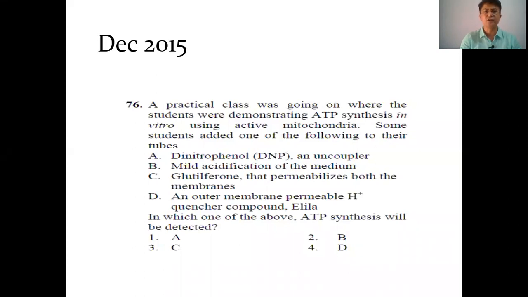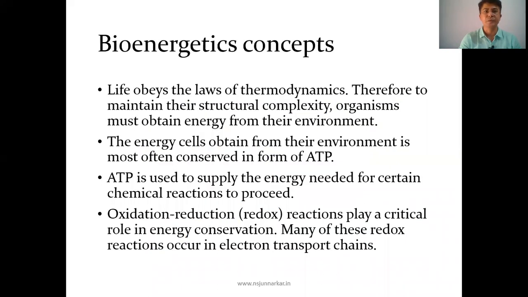So let's first discuss the basics of bioenergetics and oxidative phosphorylation. Life obeys the laws of thermodynamics. Therefore, to maintain their structural complexity, organisms must obtain energy from their environment. The energy cells obtain from their environment is most often conserved in the form of ATP. ATP is used to supply the energy needed for certain chemical reactions to proceed.